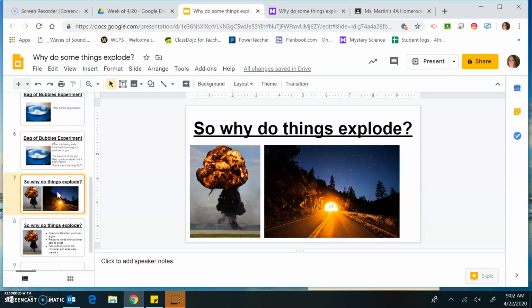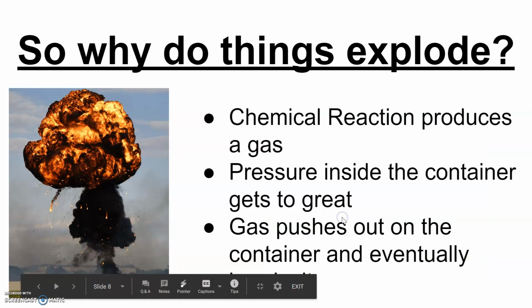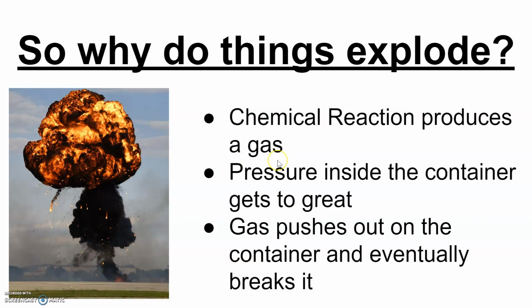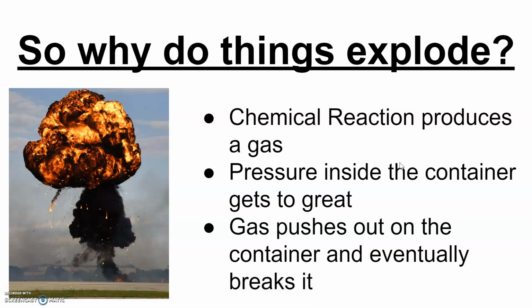So let's sum it all up. Why do things explode? The reason why anything explodes, be it a rocket, a dynamite, fireworks, is the chemical reaction produces a gas. The pressure inside that container gets too great, and the gas pushes out on the container, and eventually it explodes, and it bursts open.